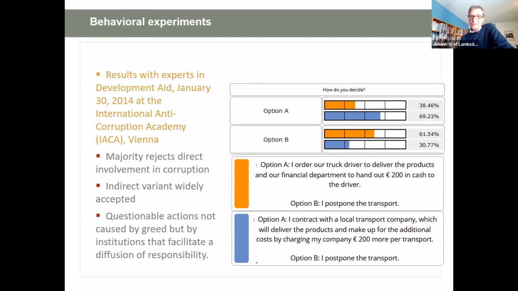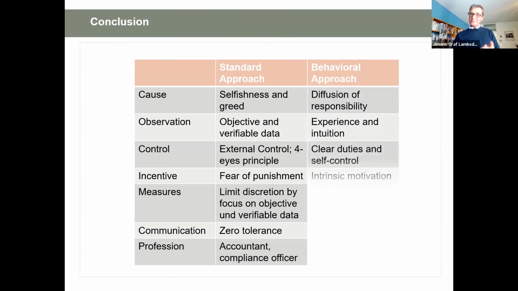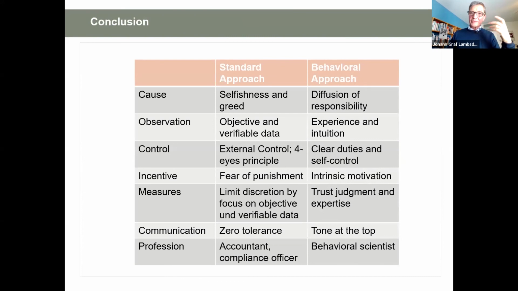So, having said this, let me come to a finish, because I think my time is over. I would like to contrast the standard approach with the behavioral approach. The behavioral approach holds that one of the major causes of corruption is not just selfishness and greed, but a diffusion of responsibility. And what we observe very often is not really objective and verifiable data, but data that is based purely on experience and intuition. If you think of the dice experiment, we can never tell if someone told the truth. When someone reports a 6, this can be true, but it might also be cheating. So we must rely on experience and come to a value judgment in finding out where we believe there is cheating and where not.